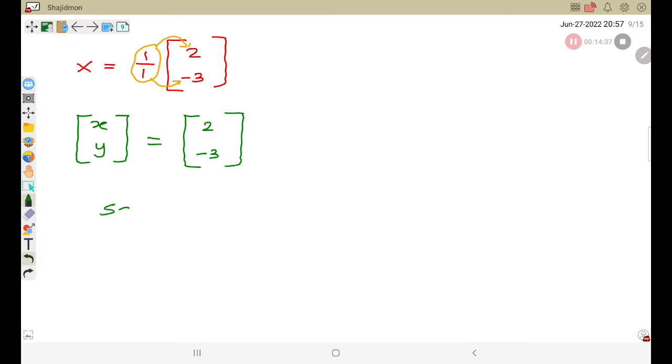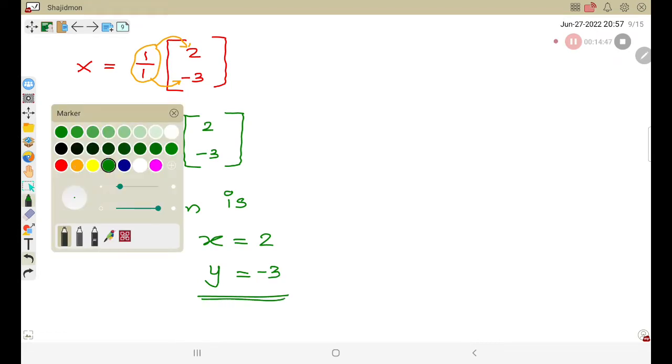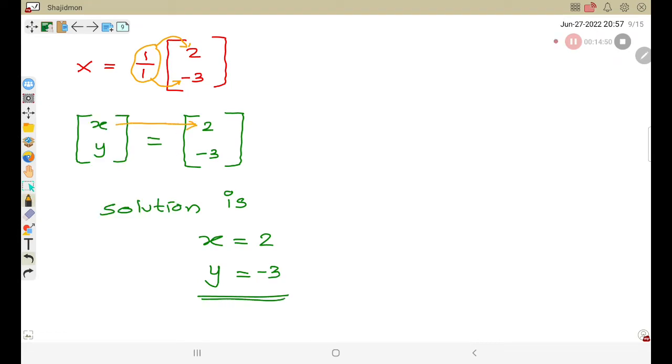So we can write the solution. Solution is x equal to the first number, y equal to the second number, minus 3. I hope you understood. X means the first number here, y means the second number here, minus 3. Okay, one more question we will do, same idea.